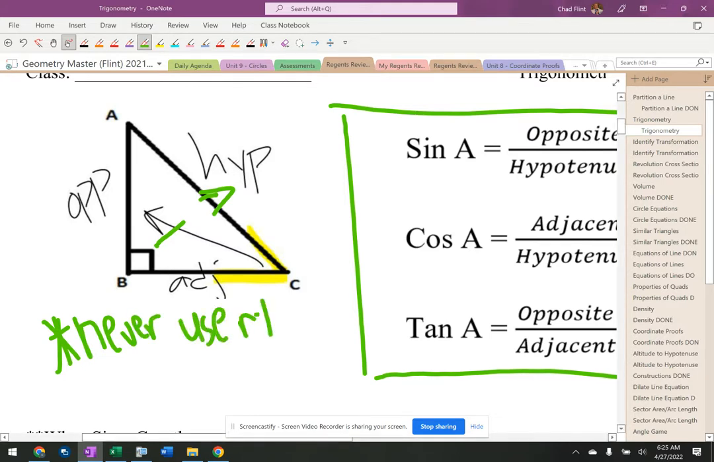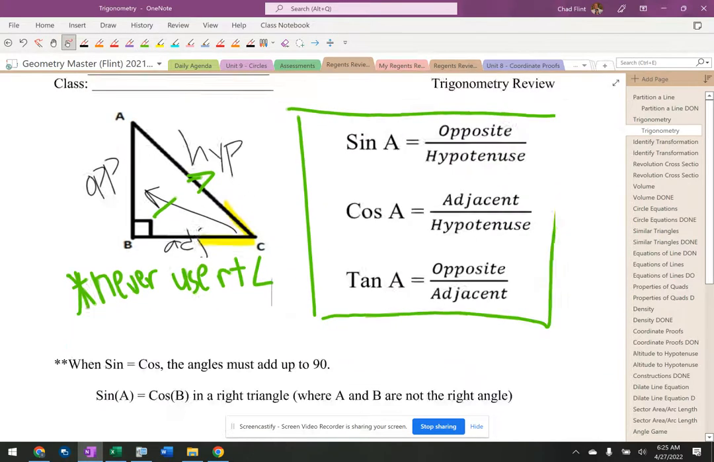All right, and then one of the things that seems to be a problem sometimes is we never use the right angle. Sometimes people will try to use the right angle in their sine, cosine, tangent. It just doesn't work. Okay, it makes the opposite and hypotenuse the same side. Which one's the adjacent? So we never do that.